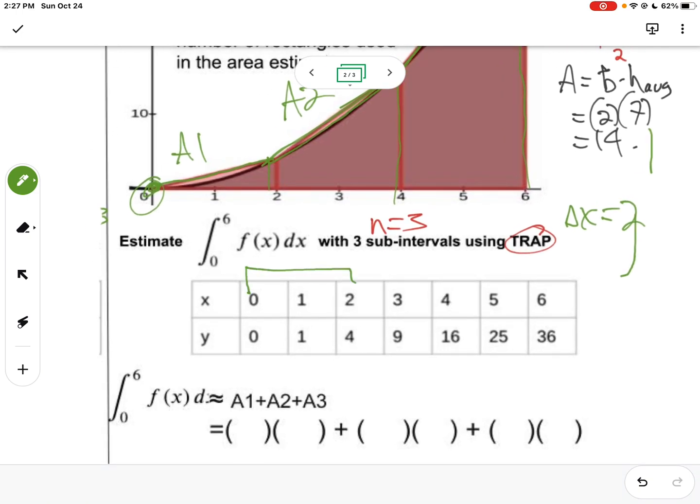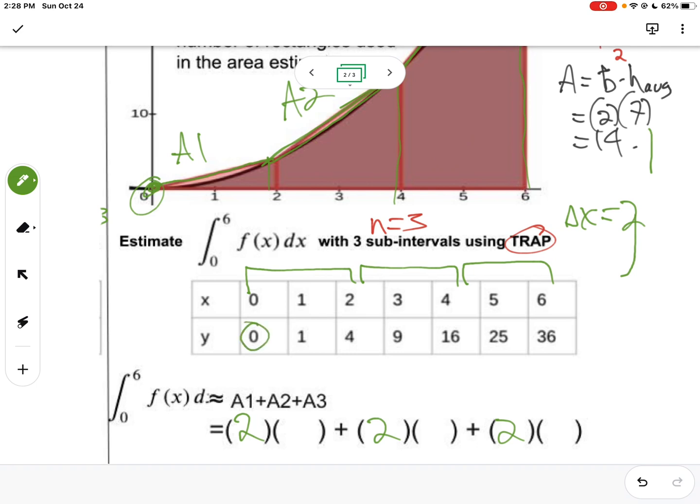So the first box is going to go 0 to 2, the second rectangular box goes 2 to 4, and the last one goes x equals 4 to 6. So delta x is 2. Oh, 2, 2, and 2. So each rectangle is 2 wide. How tall is each rectangle?